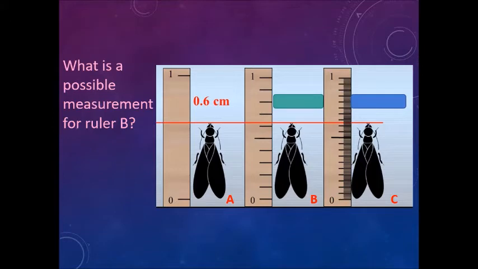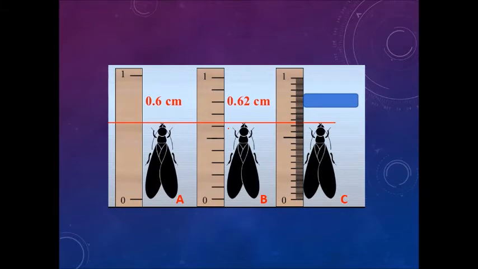Let's look at B now. B has other markings, so it's 0 to 1. These markings represent tenths. So now we know this is a 6, and we can estimate 1 past the 6. And what would you think would be a good measurement for B? Yes, very good. 6.3, 6.2 looks good to me.